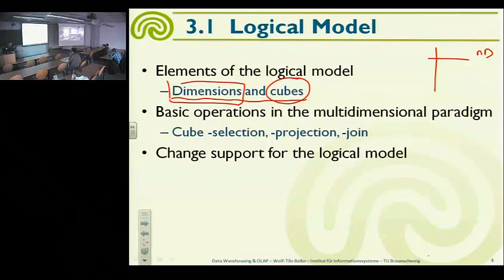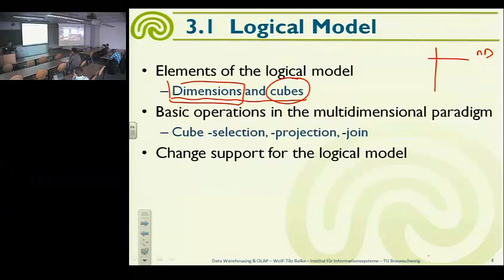So depending on the query that you're getting, you go to the cube that has been designed to answer this particular query. So you can have multiple cubes, and each cube serves a certain analytical purpose that you've already identified in your requirement analysis, that you've already identified in the conceptual modeling.